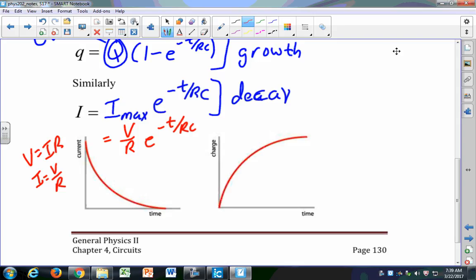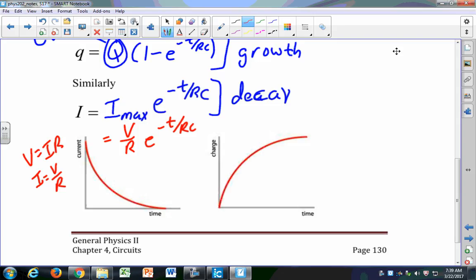By the way, which of these would give us the voltage across the capacitor? Which of these curves would define the voltage across the capacitor? What's going to happen to the voltage across the capacitor? Is it going to increase or decrease with time? Well, let's think. The voltage across the capacitor, what is that equal to? What is it dependent upon? The charge, right.